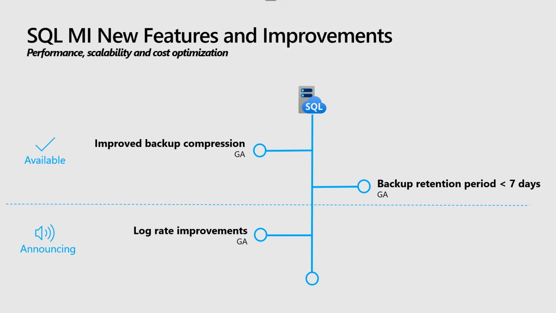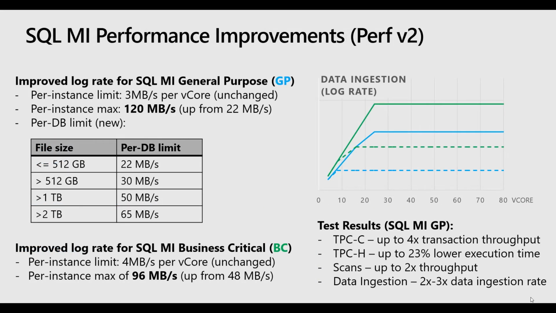Also, there were a lot of improvements in the performance space, primarily in the log rate area. So let's see what those performance improvements are. There are many common scenarios where log throughput or log rate is a limiting factor for the overall performance of the system. Some of the examples would be heavy data ingestion or index rebuild. So that's why we focused on increasing log rate, both in the general purpose and business critical service tiers.